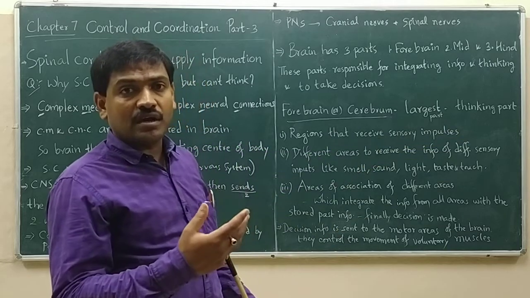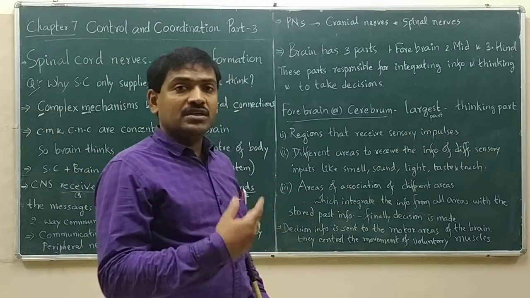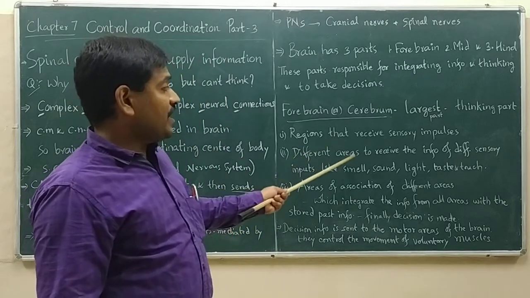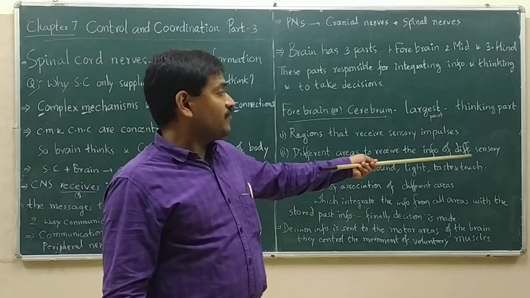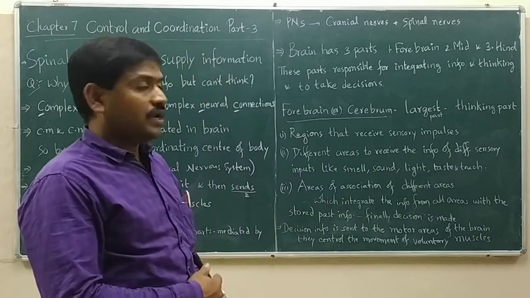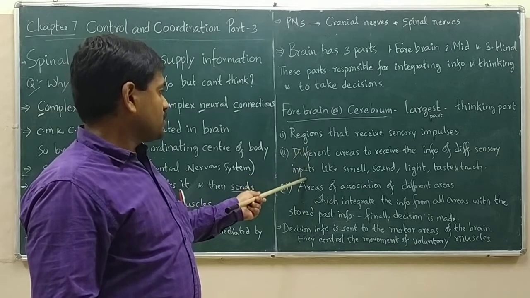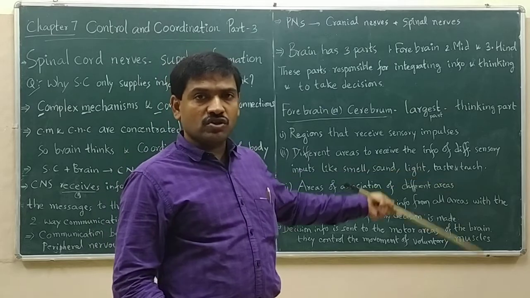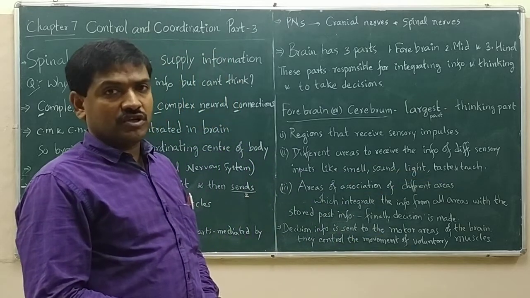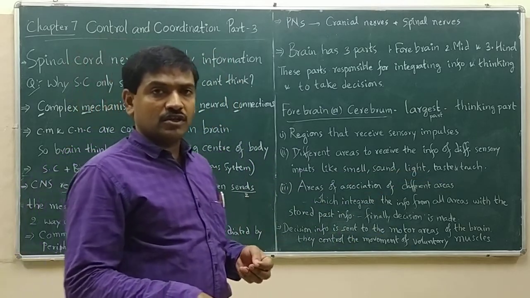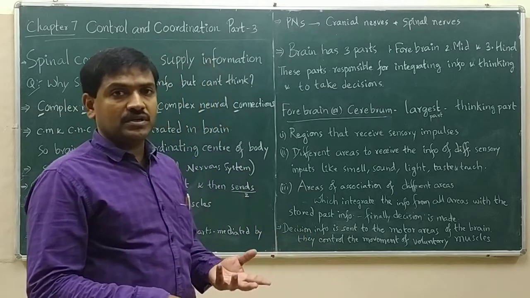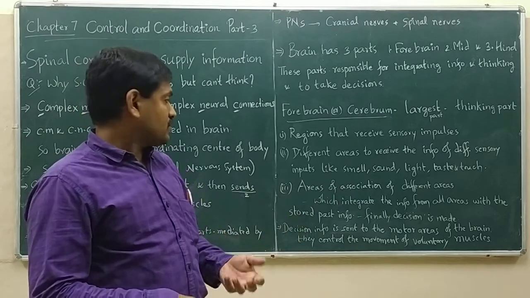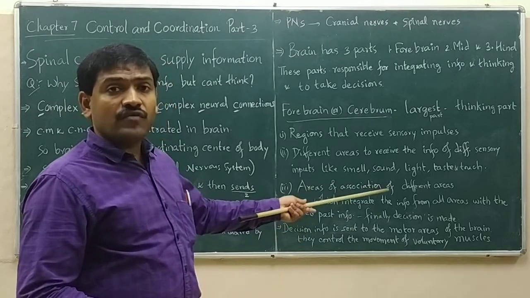Means from sensory organs, different types of information is received by these regions. Different areas receive the information of different sensory organs. Same thing: sensory inputs like smell, sound, light, taste, touch. These are the five different types of sensory inputs. For all these different types of sensory inputs, separate regions are present which will receive the sensory inputs. And then areas of association.